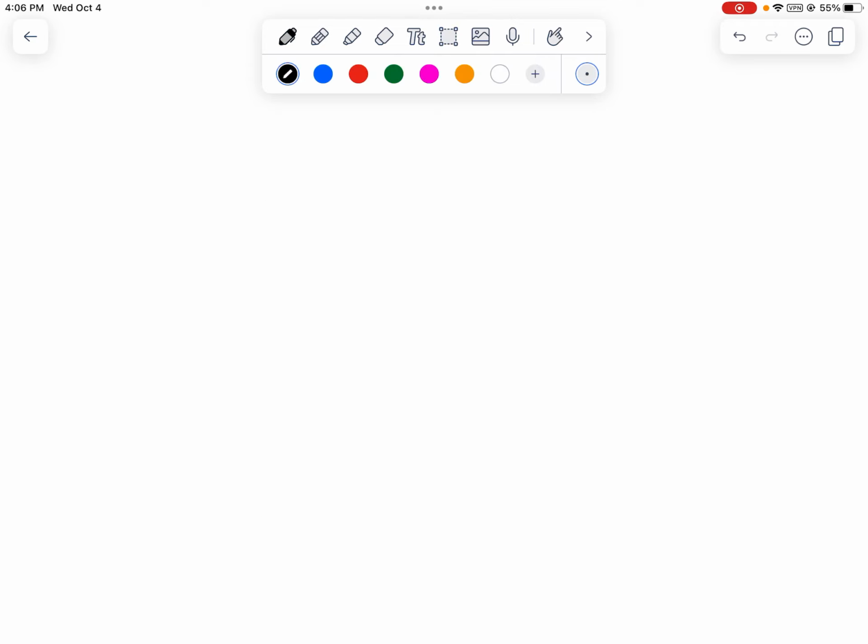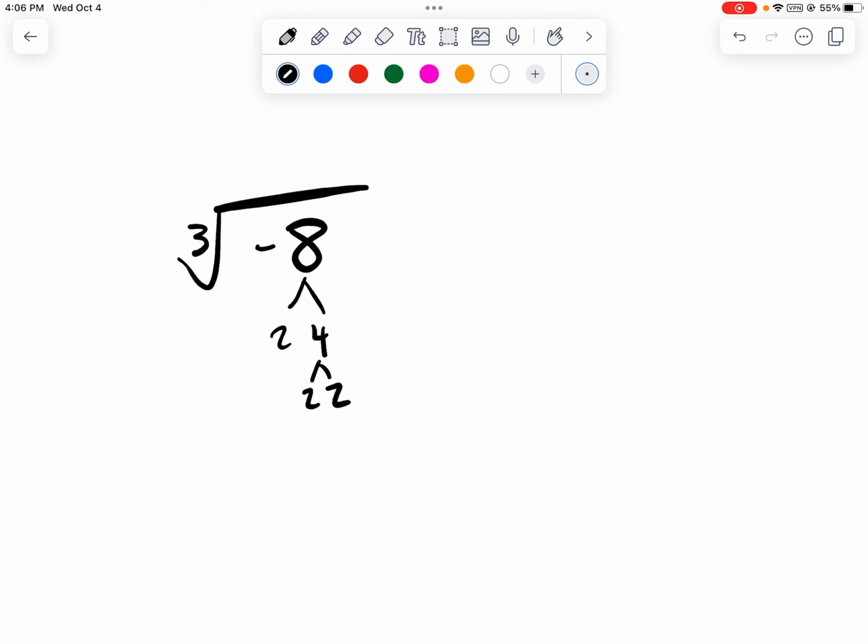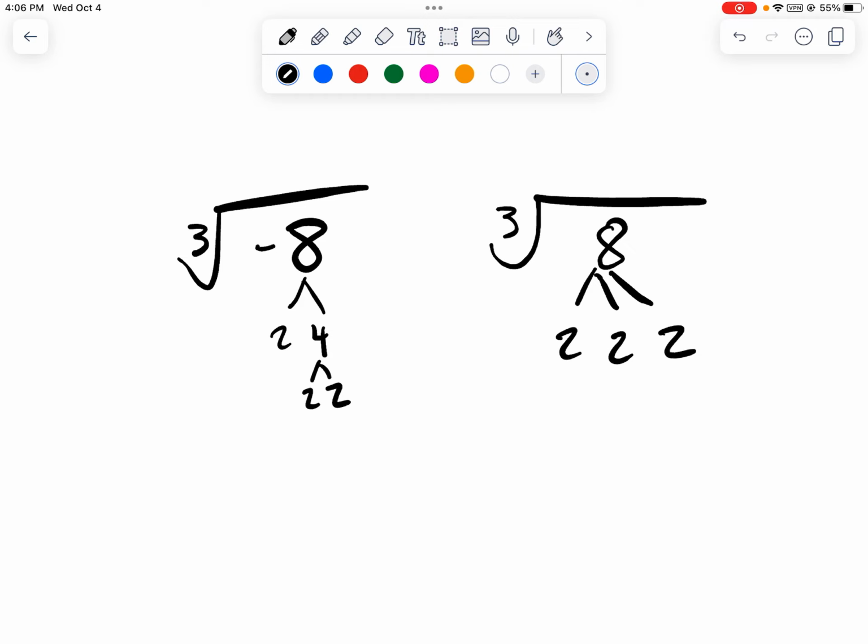But when it comes to cube roots, now we have a more interesting situation. If it's the cube root of negative 8, well, that's 2 and 4, and 4 is 2 and 2, which means our cube root of 8 can be broken down into 3 of the same number: 2, 2, and 2. So if it's a negative, would it be all right if we had negative 2 times negative 2 times negative 2? Is that negative 8? Yes, it is. And that's why cube roots allow negatives.